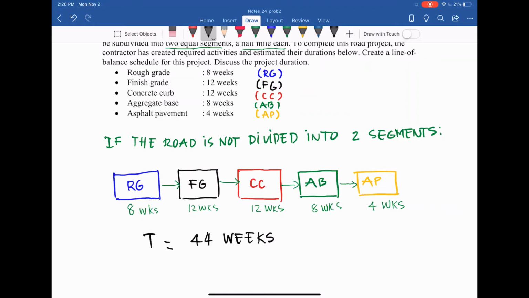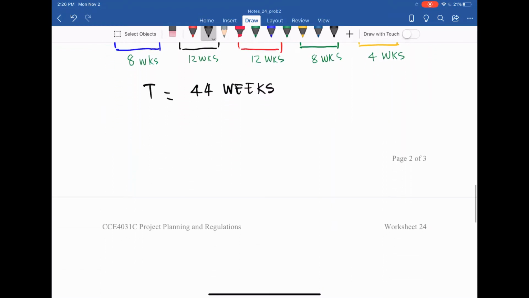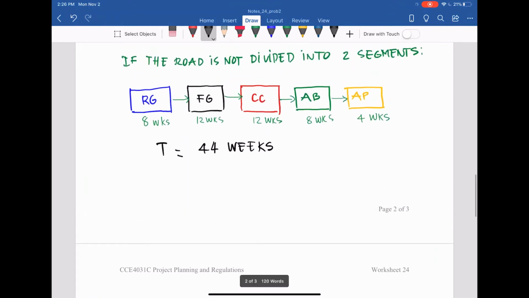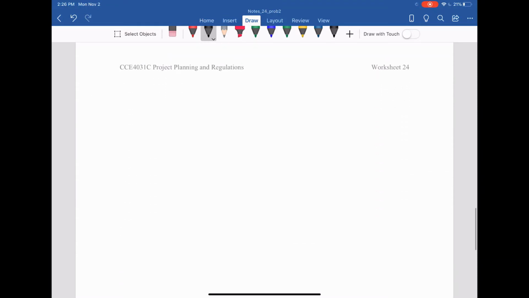Now, if we use line of balance, consider the 1 mile road divided into 2 equal segments. How can we find out the duration for this project? And that is, you see the metric of planning in line of balance. Planning is not just doing the road without phasing it. In this case, we phase it into 2 segments. So let's draw that down. So you see how much we will save from the 44 weeks in the first scenario that I just showed. So with that, we show the line of balance method.